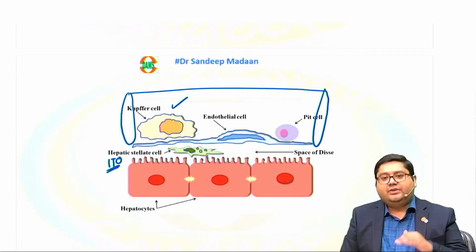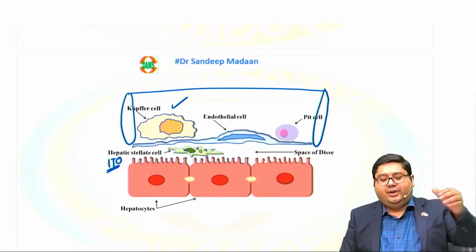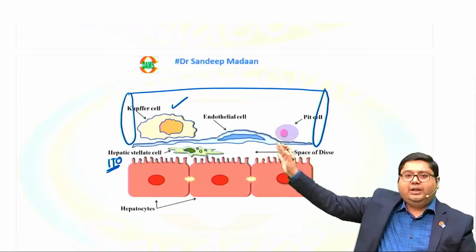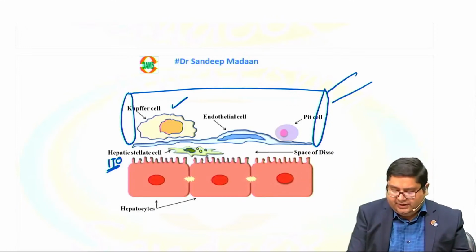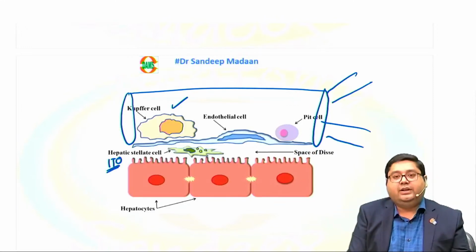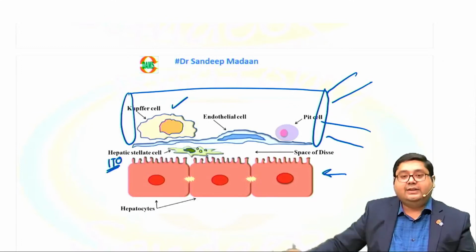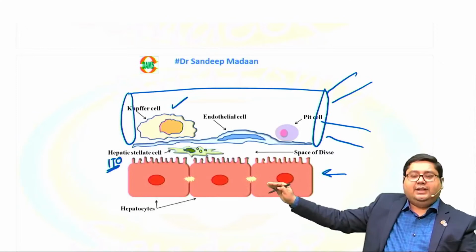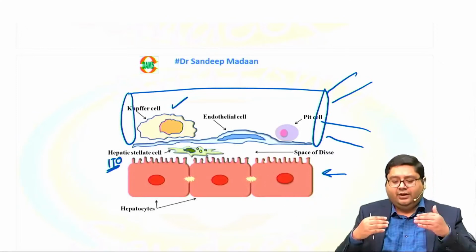So we need another source also, hepatic artery. So hepatic artery will be coming, portal vein will be coming. Both of them will put the blood into the sinusoid, and these are the hepatic cells. They are sitting in a line. Between the sinusoids and the hepatic cells, there is a gap.